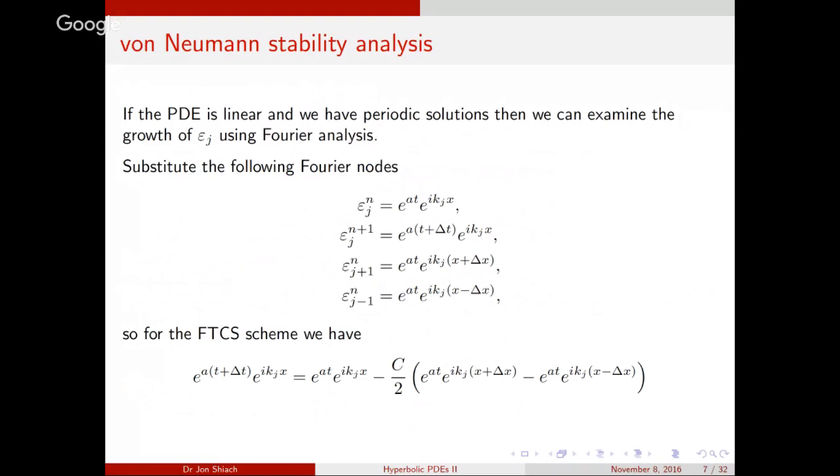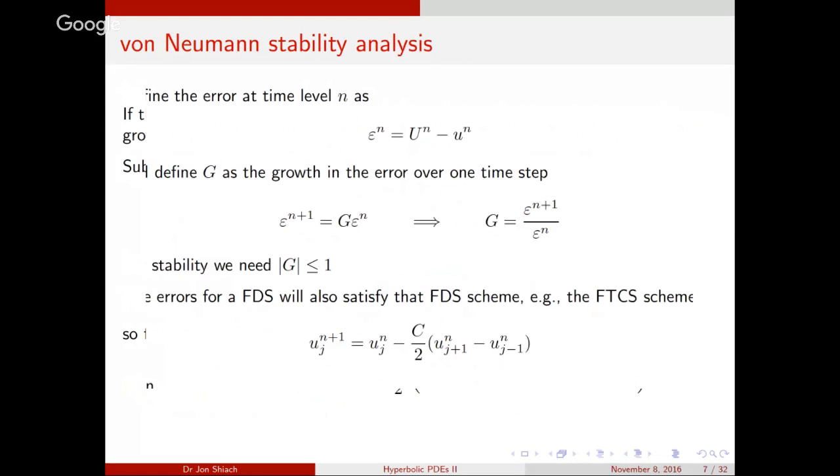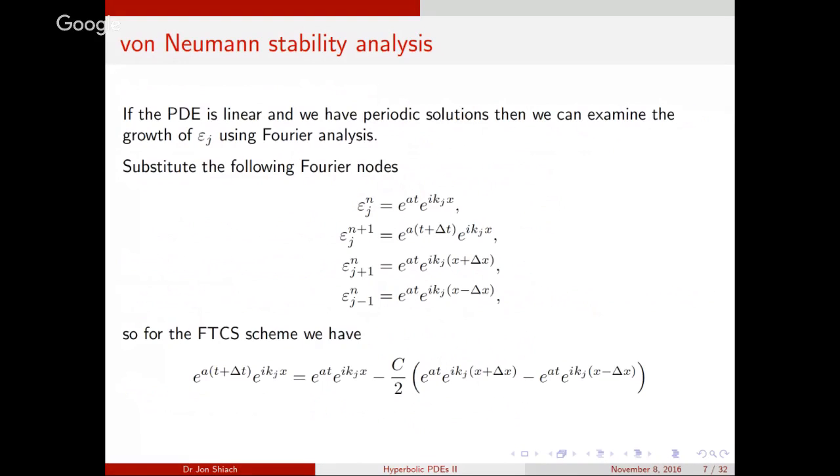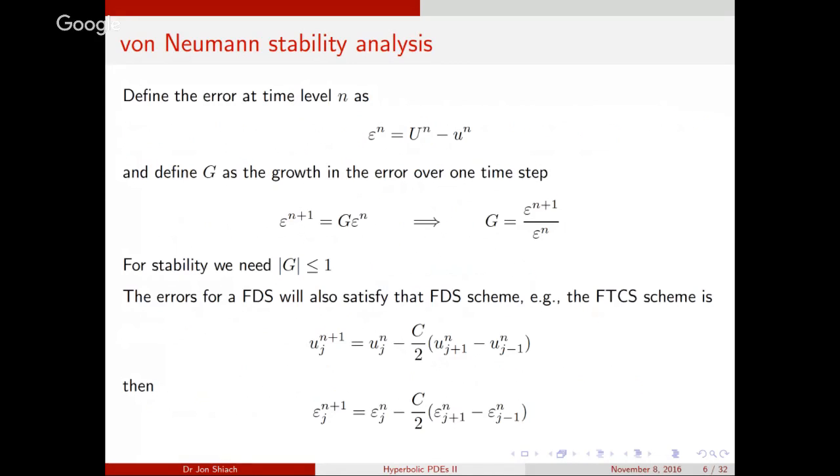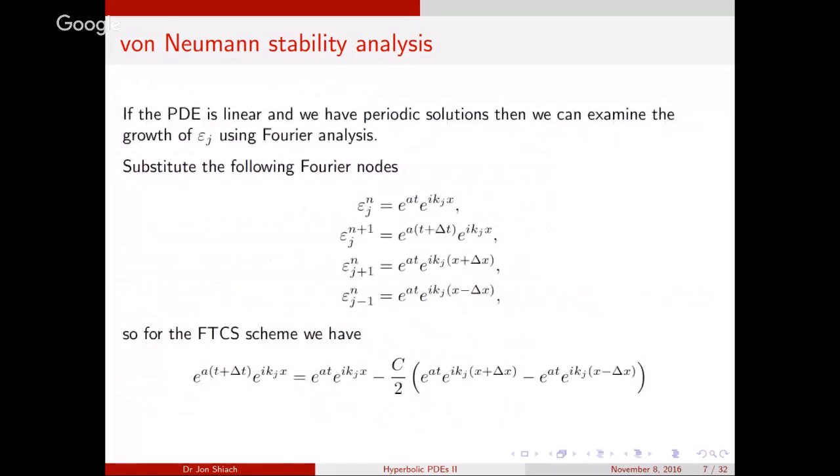Okay. So what we're going to do is take our finite difference scheme and replace all of the u's, all of these u's here, with Fourier nodes, with these. And so this is what we have. So I'm going to keep switching backwards and forwards here. On the left we have u_j^(n+1), so I replace it with this, equals u_j, which is that one, minus C over 2 times the node to the right, minus the node to the left.